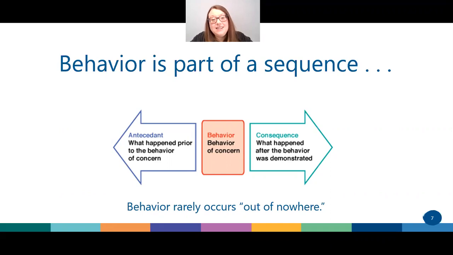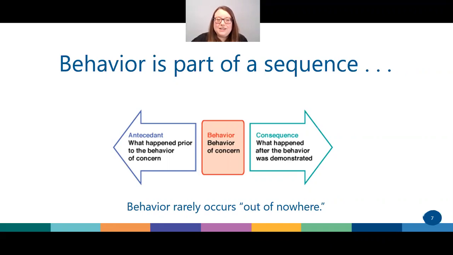We then see that behavior of concern. And then as a result of that behavior is what we call the consequence. What happened after that behavior was displayed or demonstrated? What was the outcome of that situation? What was the outcome of that resident displaying that behavior?